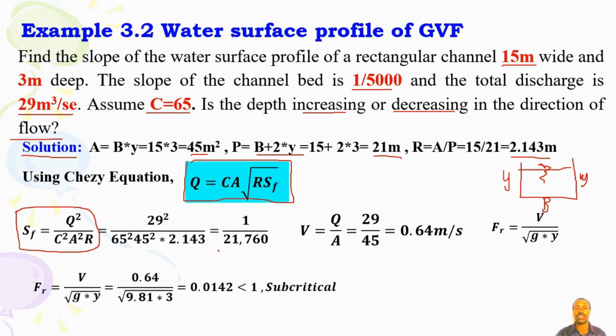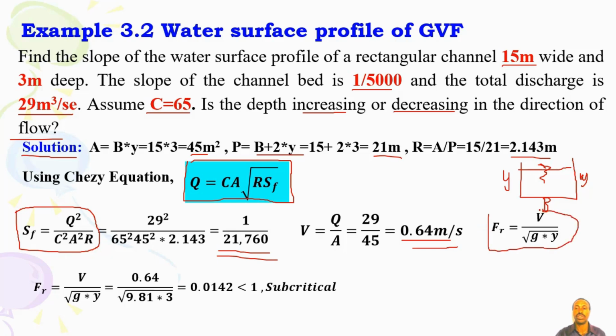So you get this. This is the slope of energy line. Then we will compare with bed slope. First find V, which is the velocity, Q over area. You get the velocity of the flow, which is 0.64 meter per second. Then to find the flow regime, you can find the Froude number. So calculate the Froude number by this equation.